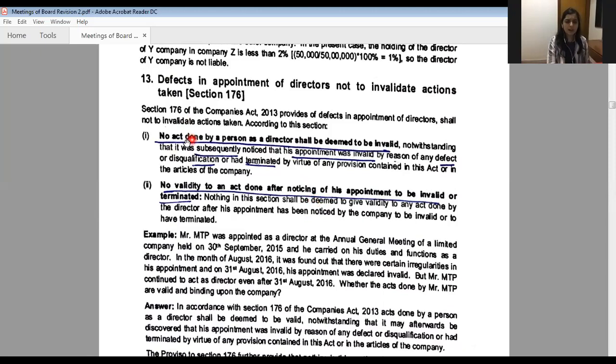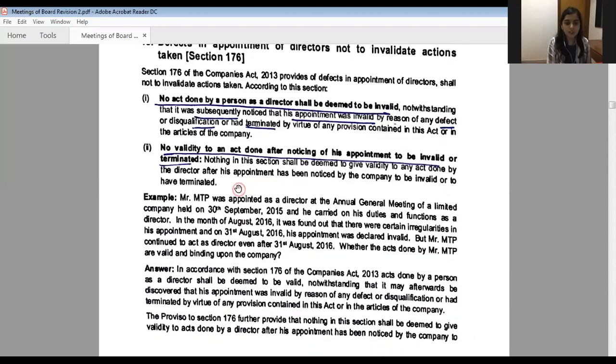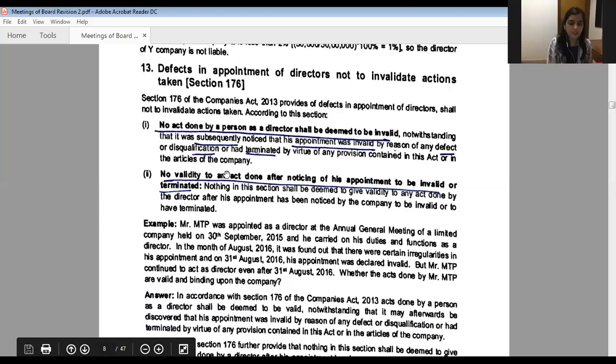It states that no acts done by a person as a director shall be deemed to be invalid if subsequently it is noticed that his appointment was invalid by reason of defect or disqualification, or terminated by virtue of. In short, section 176 states that defects in appointment of directors do not invalidate the actions taken, but after noticing the defects in his appointment, no act shall be valid.